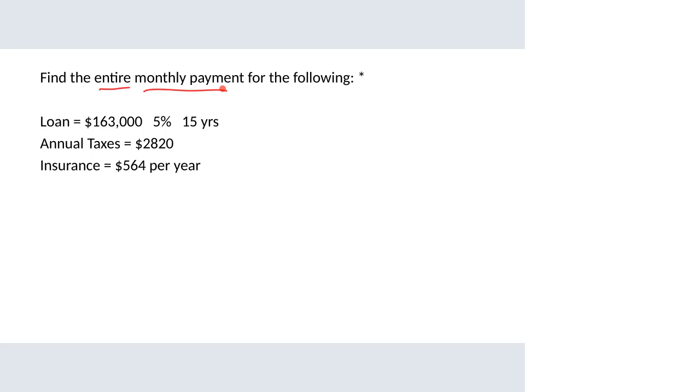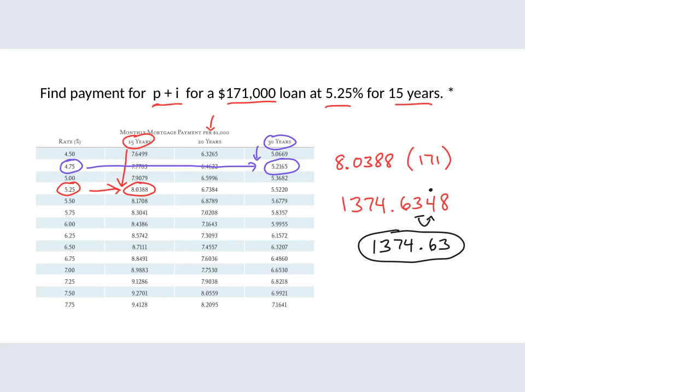Taxes are $2,820, and the insurance is $564 per year. Great question, Kevin. No, you won't. This chart will be given to you on quizzes and exams. So if you need this chart in a question on an exam, it'll be given to you. Excellent question.